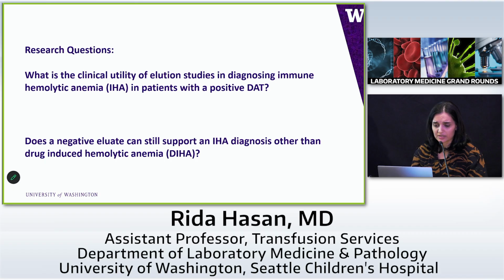So this led to my research question, which was, what is the clinical utility of all these elution studies that we're doing? Because we are doing them on site here. How do the clinicians look at this result, or not look at this result, in their interpretation of hemolytic anemia? And if a patient has a negative eluate, are those patients only being diagnosed with drug-induced hemolytic anemia, or are they being diagnosed with something else?